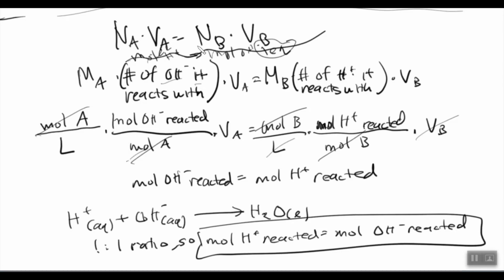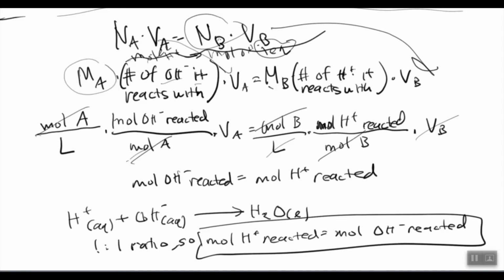So we will drag the VA down, and this is equal to, we basically have to split this definition up because we know that N is equal to M times the number of equivalences. For a base, the number of equivalences is the number of H pluses it reacts with. And of course, we just drag that down. So we expanded this equation. Now let's expand it even further.